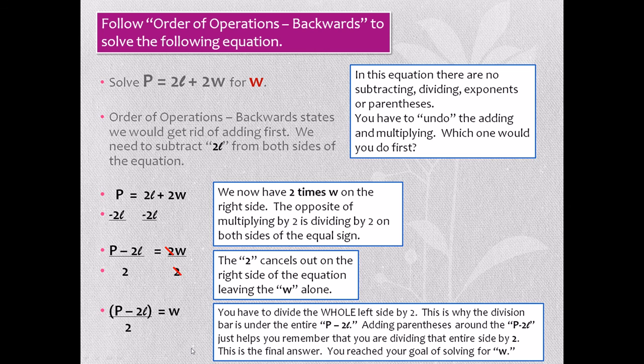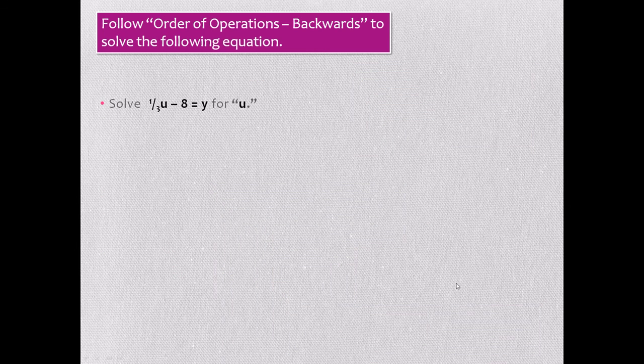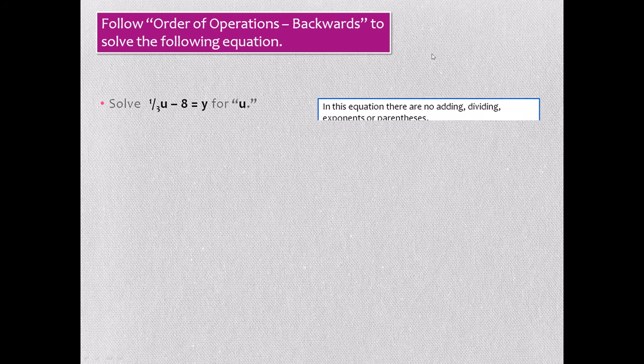All right, let's do it again. Oh, there's a 1/3. I bet this problem is really special. 1/3 u, take away 8 equals y. Now this isn't one of our math formulas, but we can do it. We can solve for u because we're going to use order of operations backwards. So let's just analyze our equation.